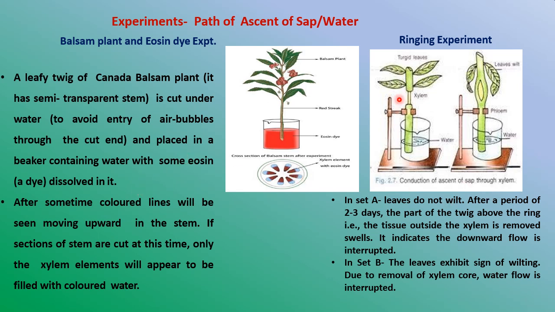And in another experiment, the ringing experiment, you can see the leaves do not wilt in A, showing the leaves are fresh, while in set B the leaves exhibit signs of wilting due to removal of the xylem core. Water flow is interrupted.